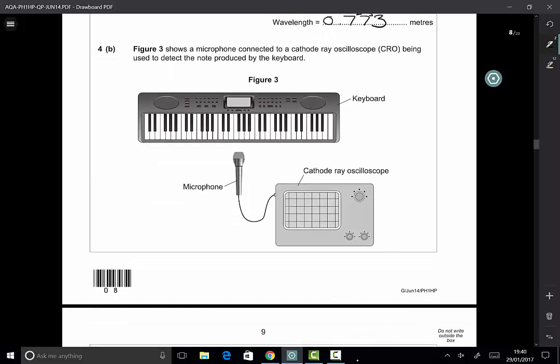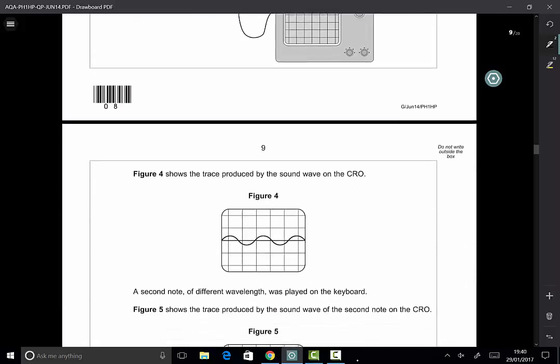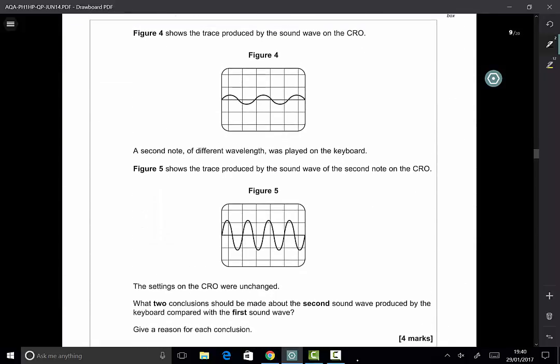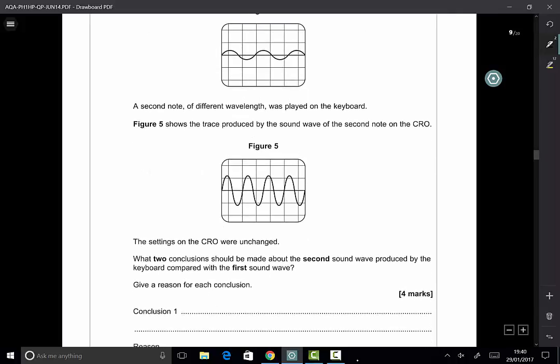Okay, figure 3 shows a microphone connected to a cathode ray oscilloscope being used to detect the note played by the keyboard. Here we've got figure 4 showing the trace produced by the sound wave on the CRO, and then a second wave was played with a different wavelength, and that's shown in figure 5. The settings on the CRO were unchanged, which is useful because that enables us to make a comparison. What 2 conclusions could be made about the second sound wave compared with the first sound wave? So, first and most obvious thing, this wave is taller, the wave in figure 5 is taller than the one in figure 4, which tells us that it is louder.